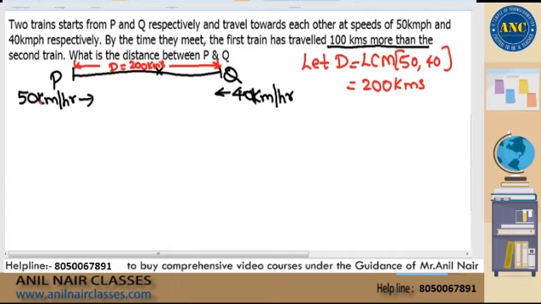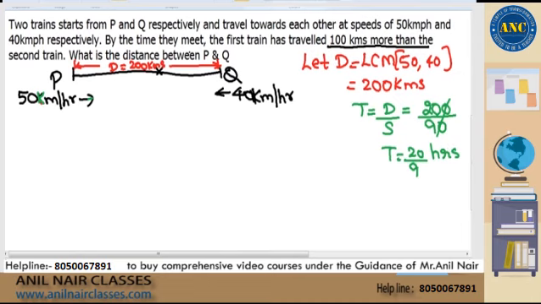Now, listen to this carefully. If I assume it as 200 kilometers, can I say that both the trains are starting at the same time? Speed is equal to distance by time. Time is equal to distance by speed. Distance is nothing but 200 kilometers. Speed is nothing but addition of the speeds because they are in opposite direction. 50 plus 40 is 90. So 200 by 90 is 20 by 9 hours. That means they both will travel for 20 by 9 hours.